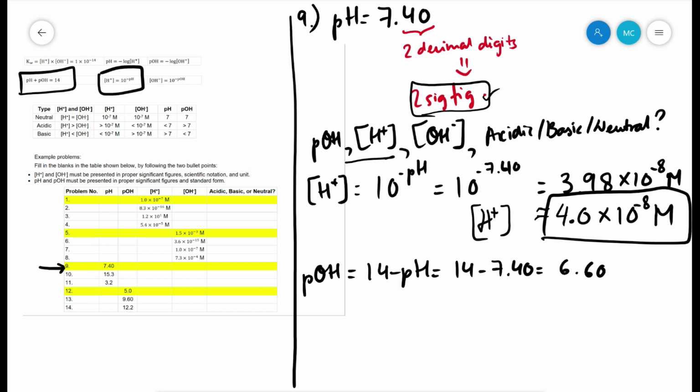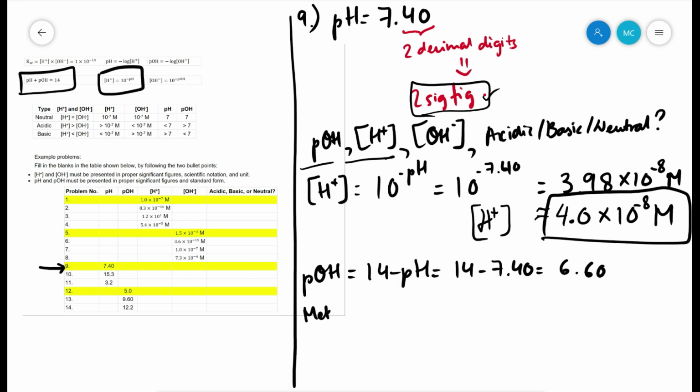Alright, so you already found this one too. And then the next is finding the OH negative. So again, there are 2 ways of solving for the concentration of OH negative. Either you use Kw equals H times OH equals 1 times 10 to the power of negative 14, or you just take OH equals 10 to the power of negative pOH.